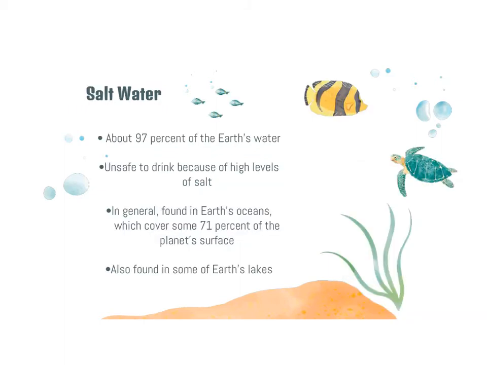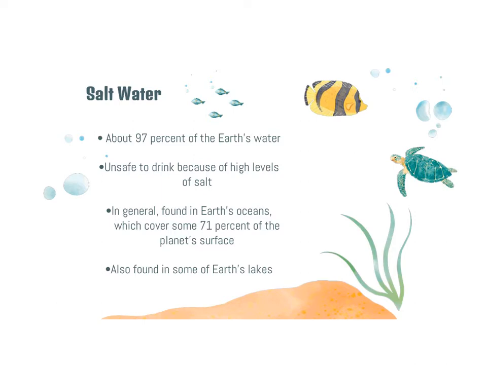Now we will start listing the different kinds of water on Earth. We're going to start with salt water. About 97% of the Earth's water is salt water, but unfortunately, it's unsafe to drink because of the high levels of salt. In general, salt water is found in the Earth's oceans. And as you know, oceans cover some 75% of the Earth's surface. So we can find huge supplies of salt water, but it's unsafe to drink.